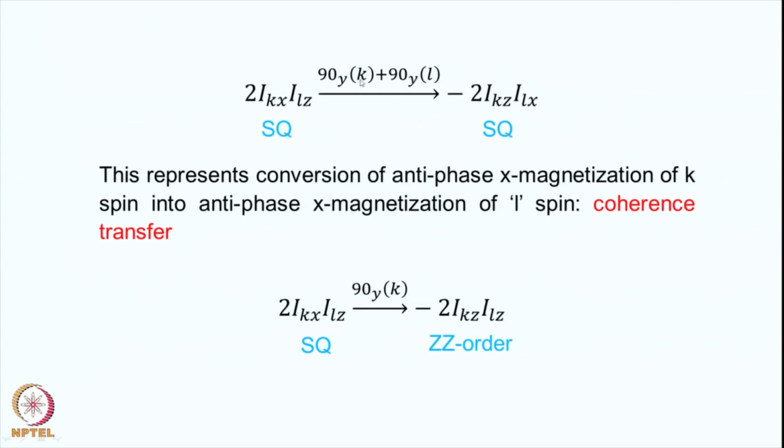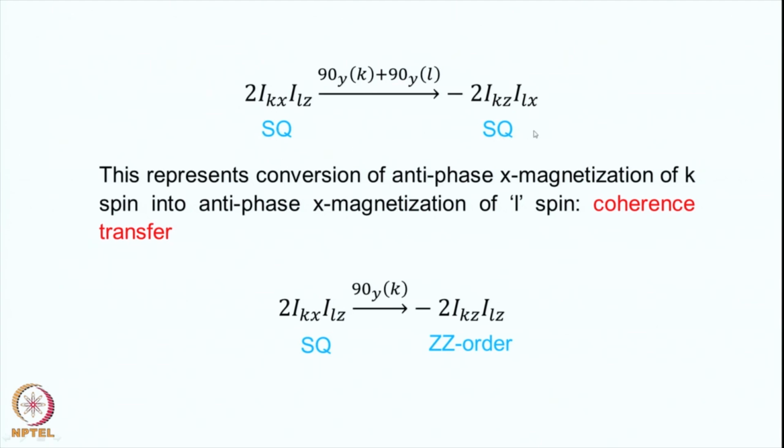When we applied an anti-X pulse, we had got double quantum plus 0 quantum here from this basis operator. Now when you apply a Y pulse to the same basis operator, I get a single quantum coherence of the L spin. So this is a different kind of coherence transfer, single quantum to single quantum from one spin to another spin which are coupled.